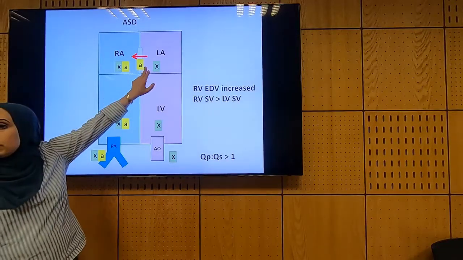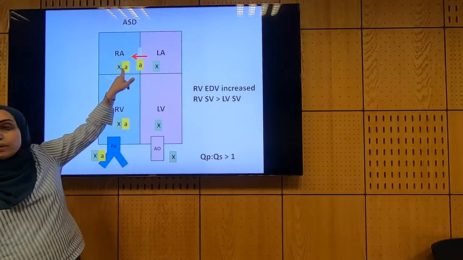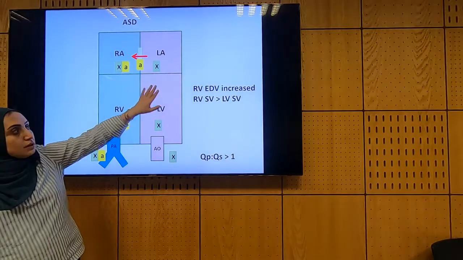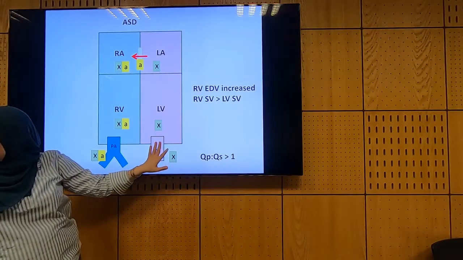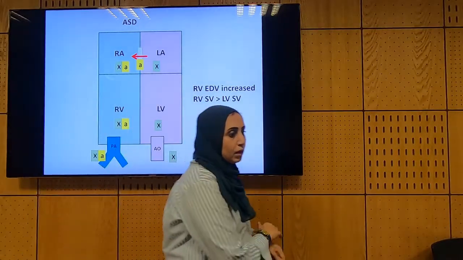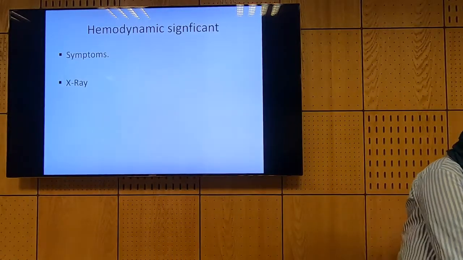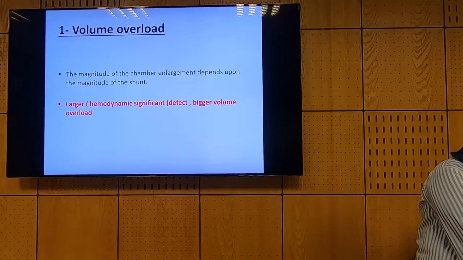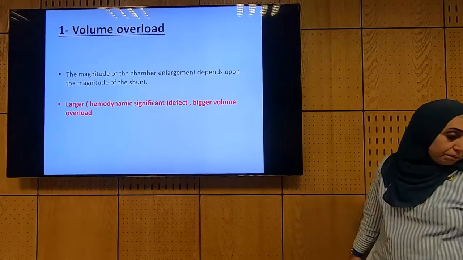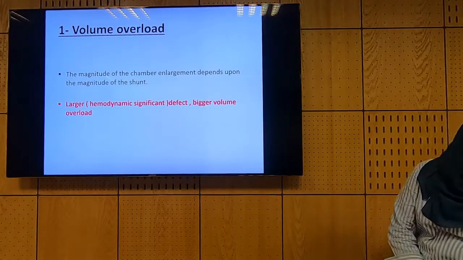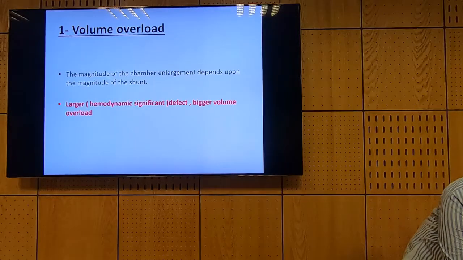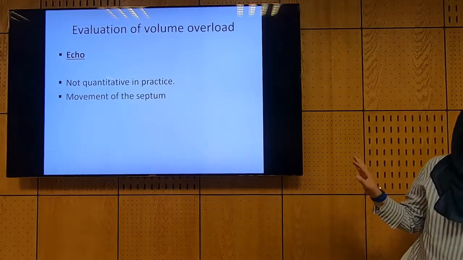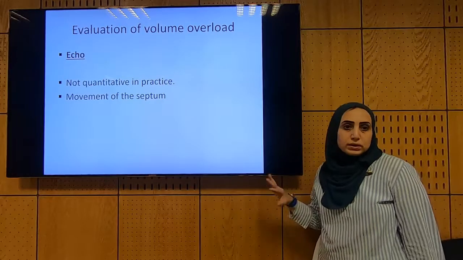from the lung to the left atria. So the extra amount will pass through the ASD, and the normal amount will pass through the ventricle. So how can we see that? Echo is the best method to detect that, but echo is not a quantitative method.